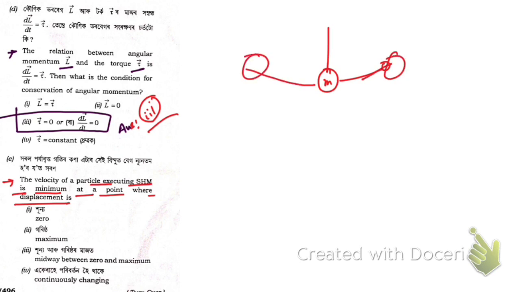That means it is executing simple harmonic motion. Then here you see, at the extreme points, we know that velocity is minimum, that is 0, and in that case the displacement is maximum, right? Then displacement is maximum. So here the correct option is option 2, right?